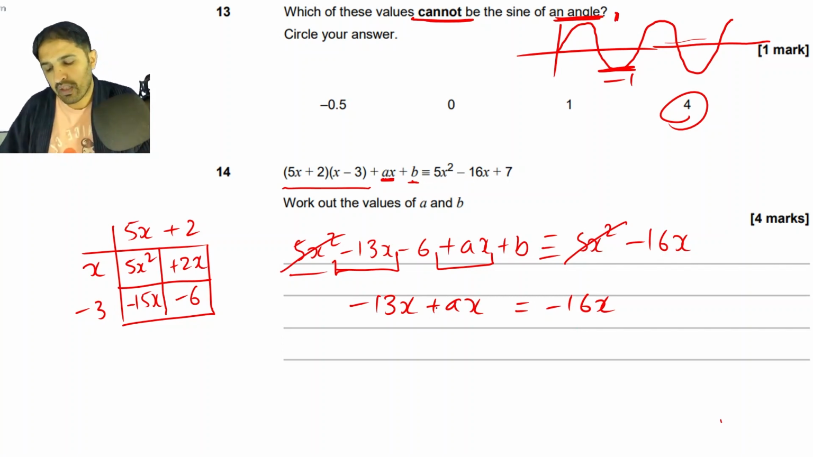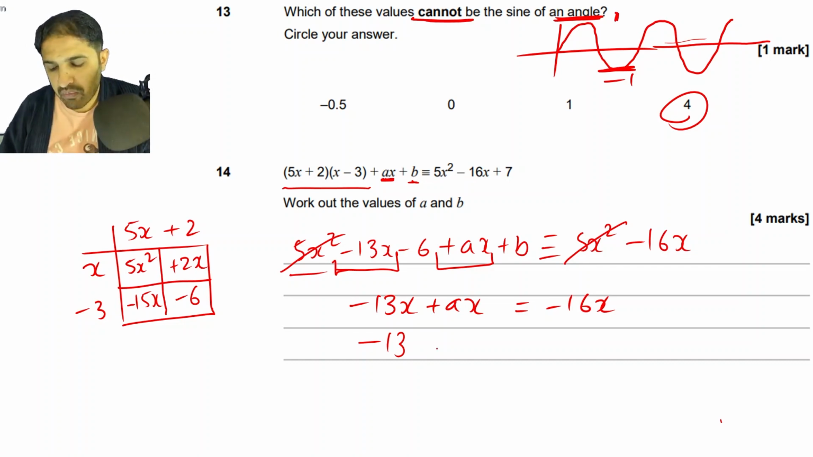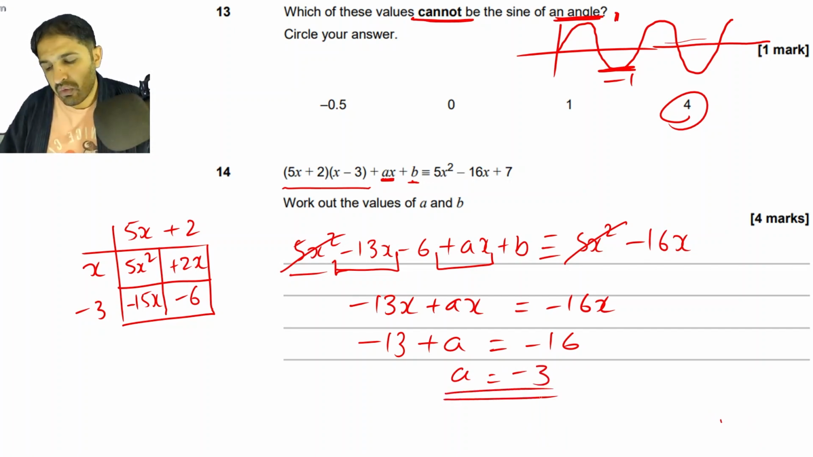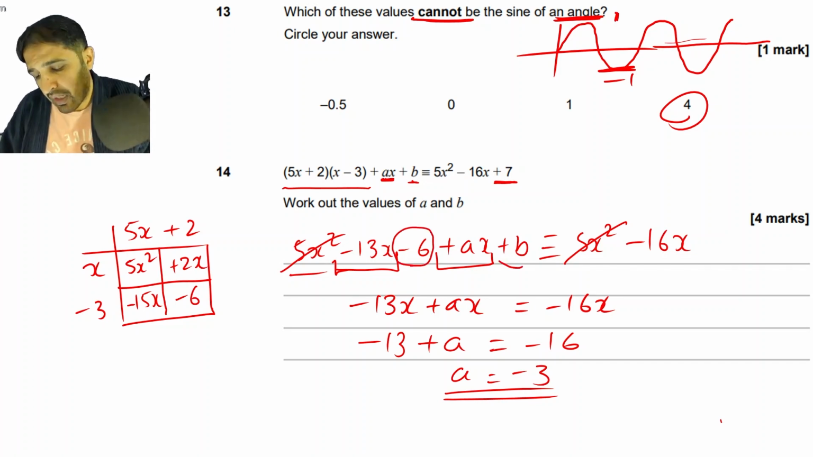Or in other words, you can say, okay, we're only comparing the coefficient of x's. The coefficient of x is negative 13. It means the number in front of the x. So that's negative 13 plus a should be equal to negative 16. So the value of a has to be negative 3. So we worked out a, and we do the same thing for b. And b is just a number by itself. So on this side, the number by itself is 7, and on the other side, the number by itself is negative 6 and b. So that should be equal to 7.